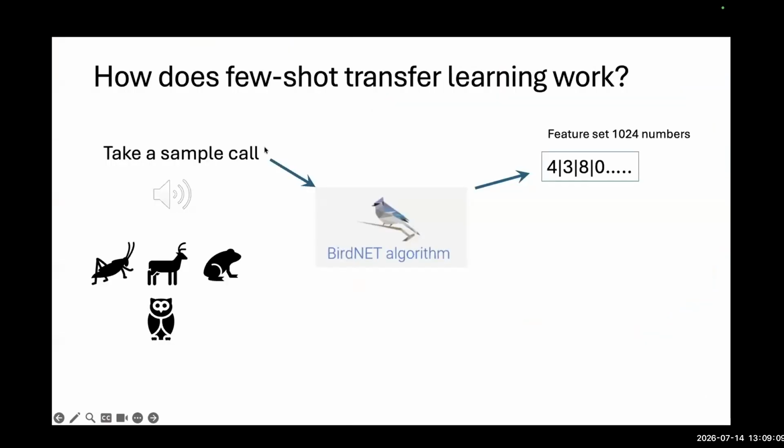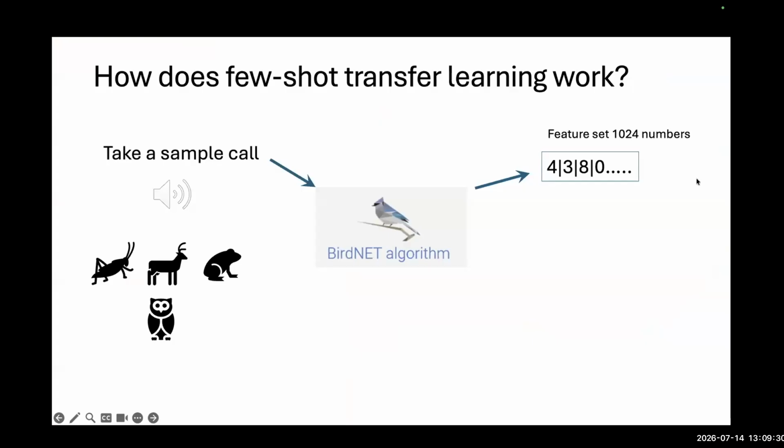And it works like this. You take your sample call and you only need one individual sample call. And it's usually not a bird anymore, although it could be a bird that isn't in there. Could be an insect, could be a mammal, could be an amphibian. You put it into the BirdNet algorithm or the Perch algorithm, and it breaks it. You've got a 3-second sample call.